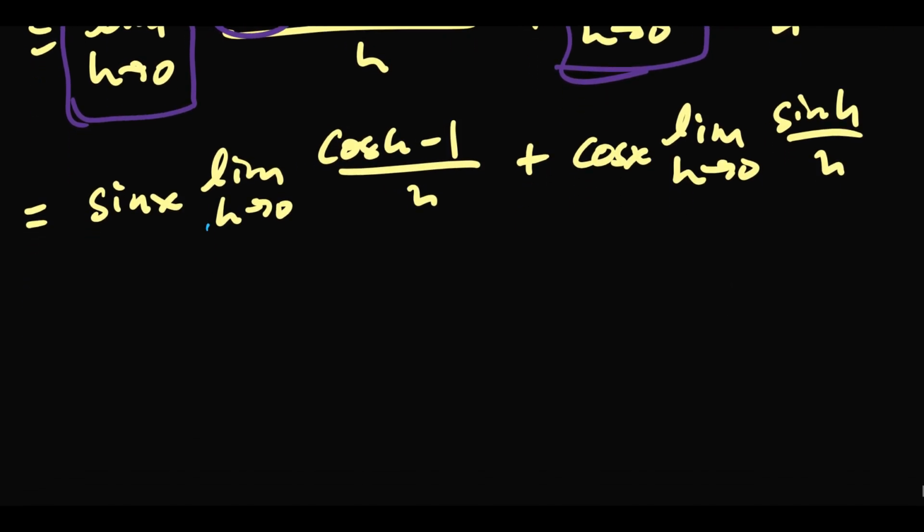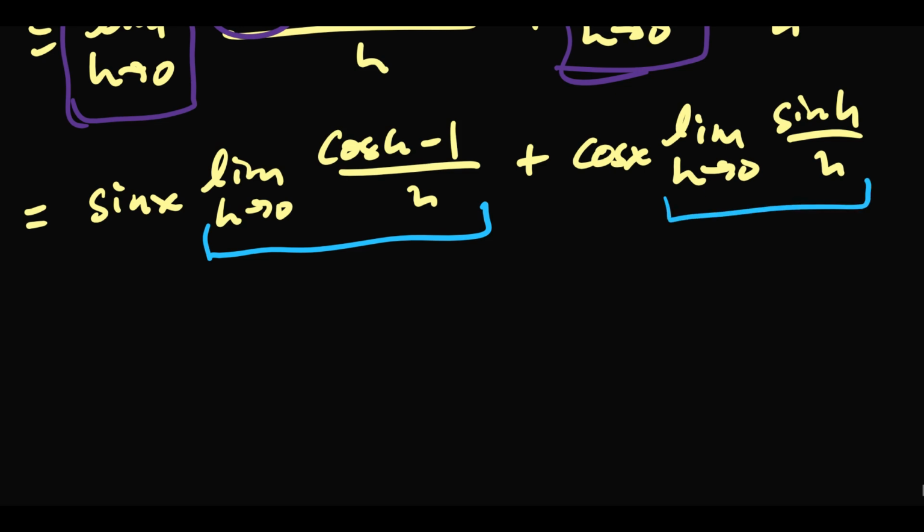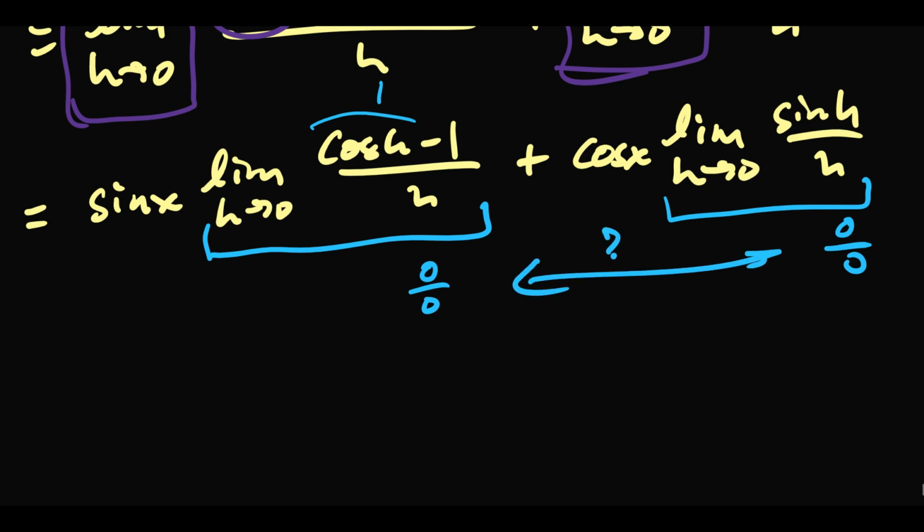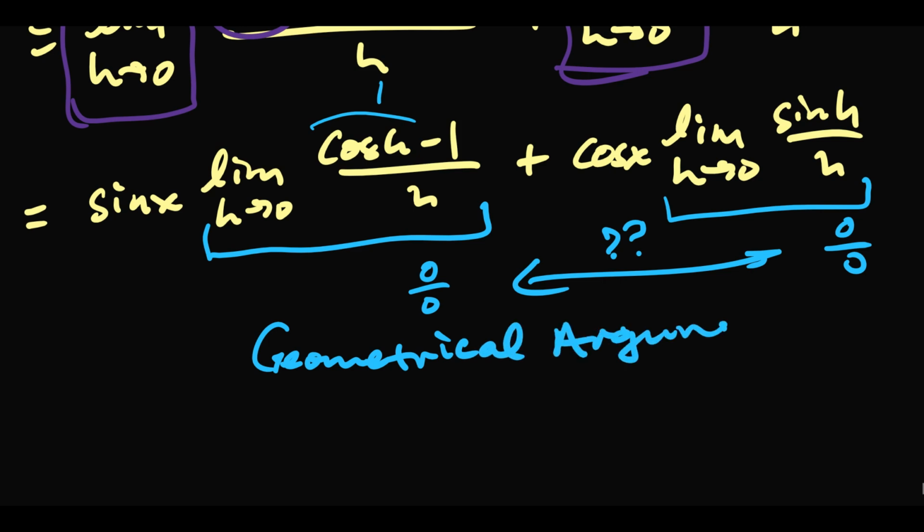If you look at these two limits right here, as h goes to 0, they both go to 0 over 0, because cosine of 0 is 1, 1 minus 1 is 0, and as h goes to 0, the denominator goes to 0. So we get 0 over 0 and 0 over 0, and we don't know what that is. So there's a long geometrical argument for figuring out what these are. I may do this in another video if you want.